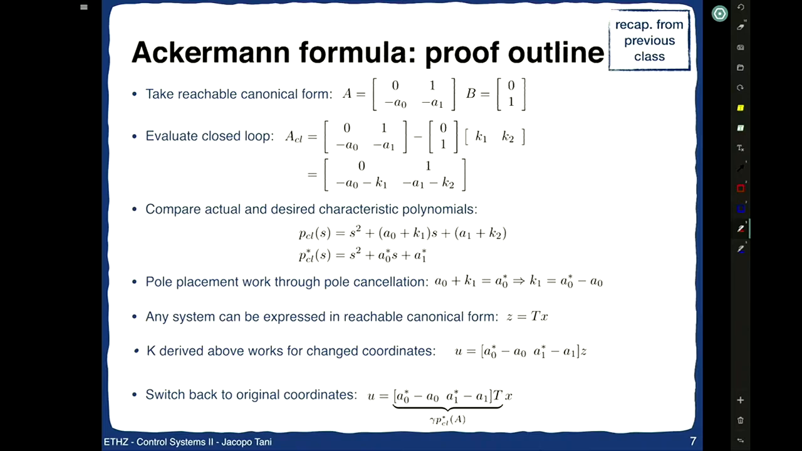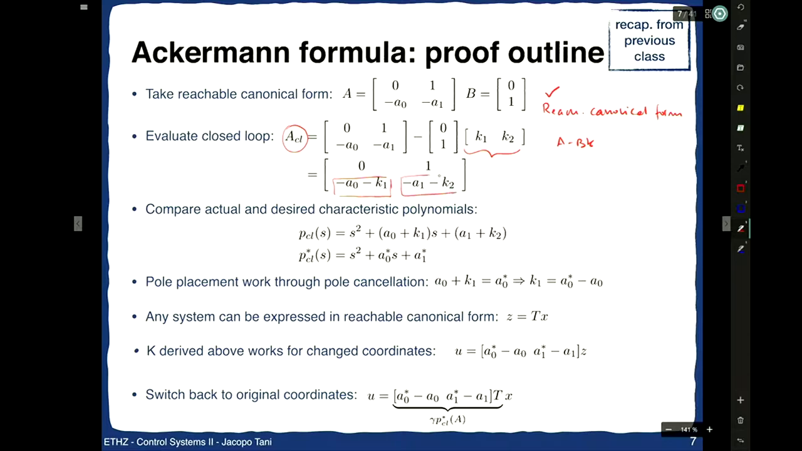So just to highlight the concept I was mentioning before, suppose that you have a system written in reachable canonical form, and you just apply the definition of state feedback like we did in the first exercises last time. So you write out your A minus BK matrix. The coefficients of the controller are undetermined values that you want to figure out. And once you have the closed loop transfer function written like this, you notice that the poles of the system are represented in the last row.